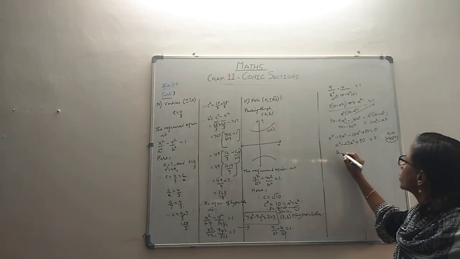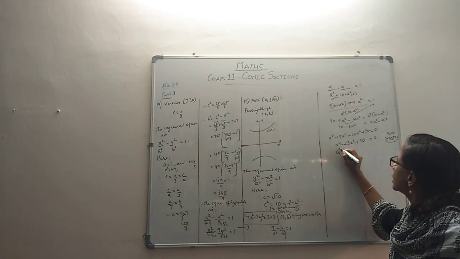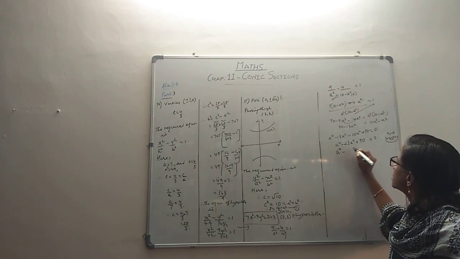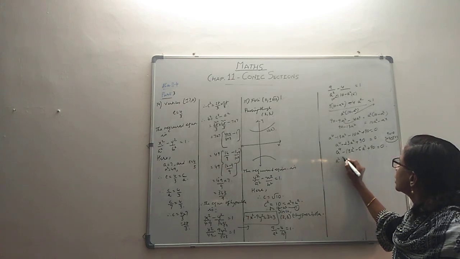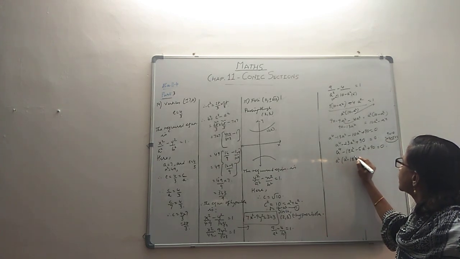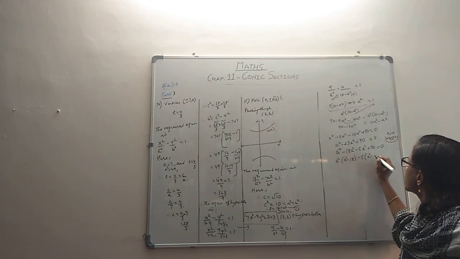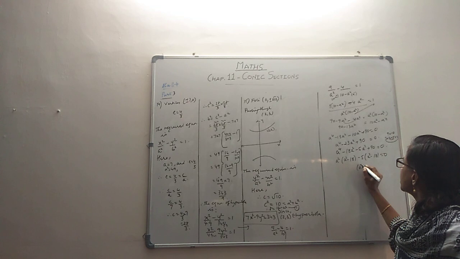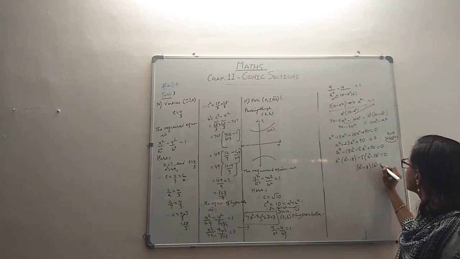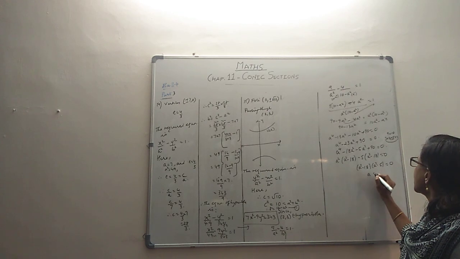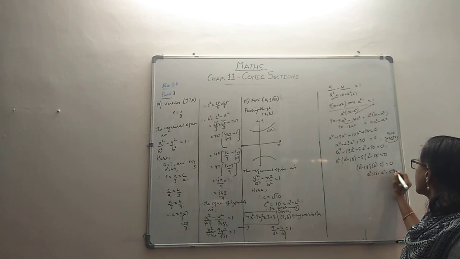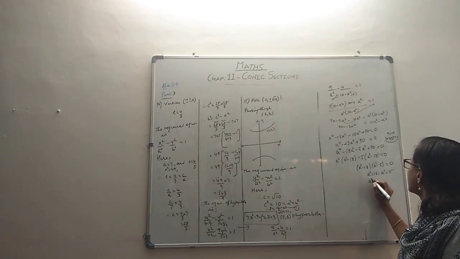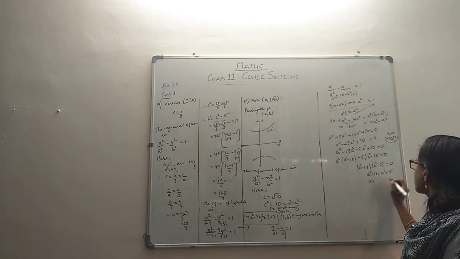This is a quadratic in a squared, so this will come to a raised to 4 minus 18a squared minus 5a squared plus 90 equal to 0. So you can have a squared common: a squared times a squared minus 18, minus 5 times a squared minus 18, equal to 0. So you have a squared minus 18 into a squared minus 5 equal to 0. A squared can become 18, or a squared can become 5.